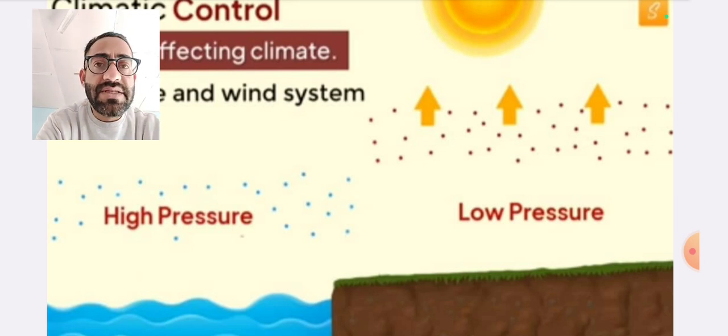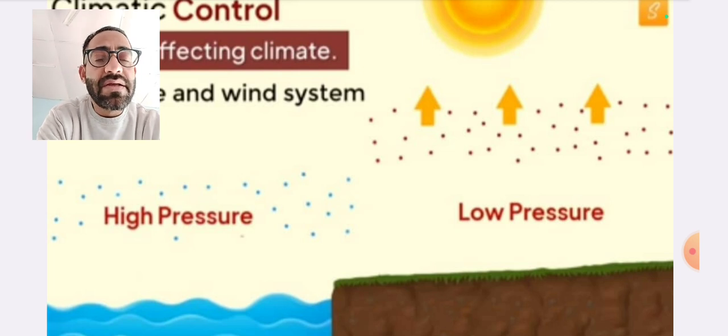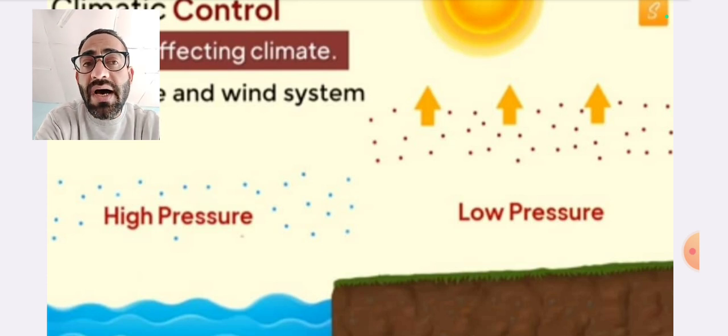Just take an example, summer season is in progress. The sun rays are falling straight on this normal land. With the result, the air present on this normal land becomes lighter, and the lighter air always rises. So there will be absence of air on this normal land, with the result low pressure develops here. On the other hand, the air present in oceans is cold, that is why it is dense, and the cold air does not rise.